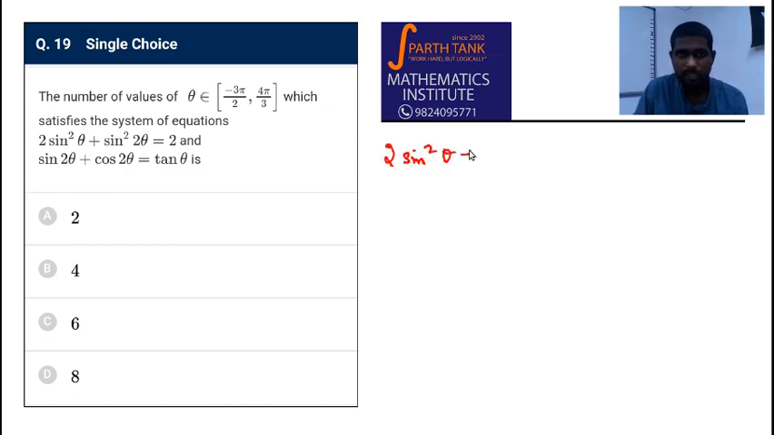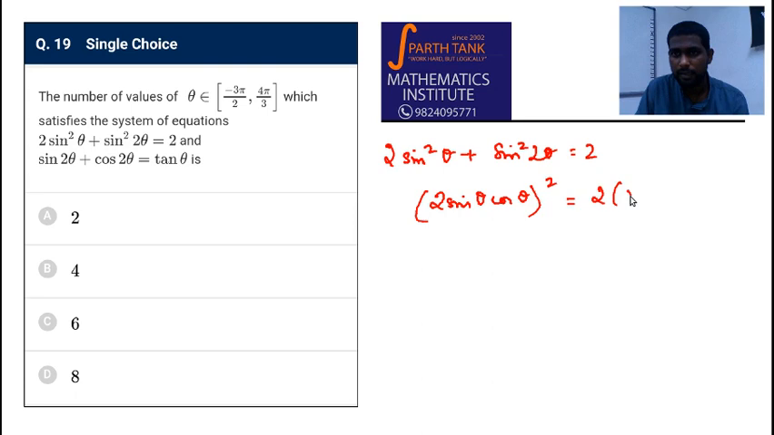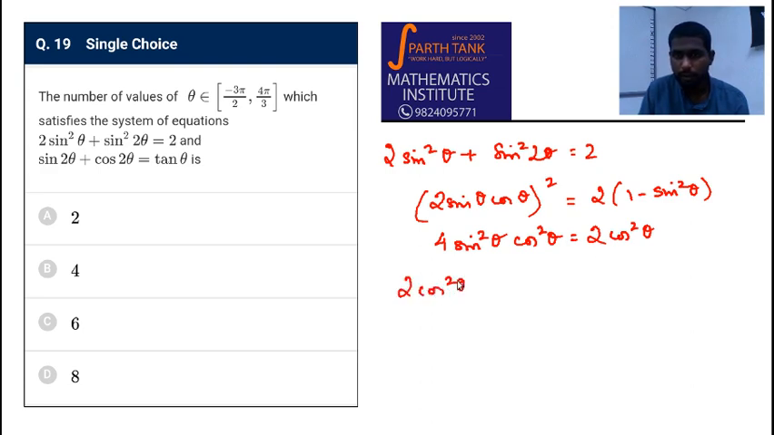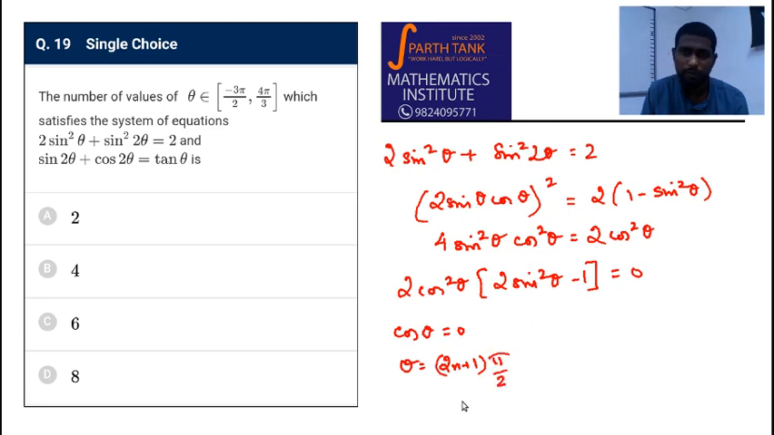Let us start with the first equation and simplify that. Sine 2 theta we know is nothing but 2 sine theta cos theta. Take this 2 sine square theta to the other side. I get 2 into 1 minus sine square theta. This becomes 4 sine square theta cos square theta is 2 cos square theta. Or to this side and take the 2 cos square theta common, I get 2 cos square theta into 2 sine square theta minus 1 is 0. This means that cos theta is 0, which can happen if theta is an odd multiple of pi by 2, right? n is 0, 1, 2, etc.